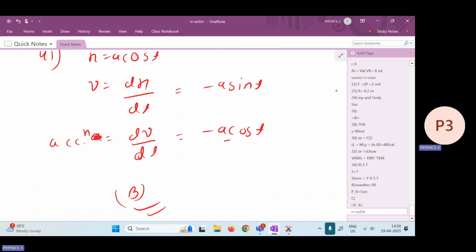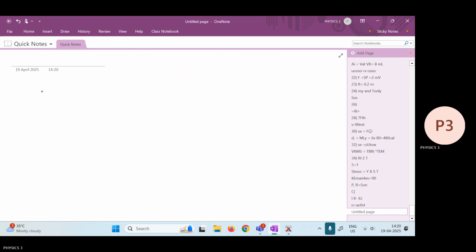Now let's go to the next question, the 42nd question. In the 42nd question, we have been given that in Young's double slit experiment the intensity at a point is 1 by 4 of the maximum intensity.